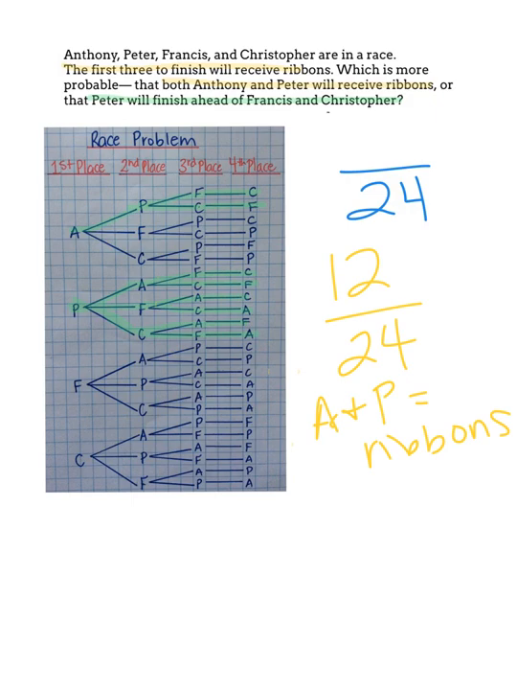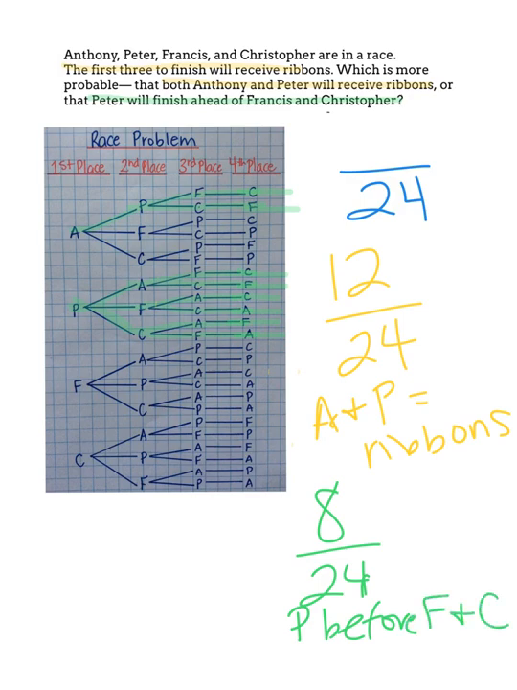So I'm just going to count those up in total. 1, 2, 3, 4, 5, 6, 7, 8. So I'll put that in green to stay consistent. So 8 out of 24 is our likelihood of P before F and C.